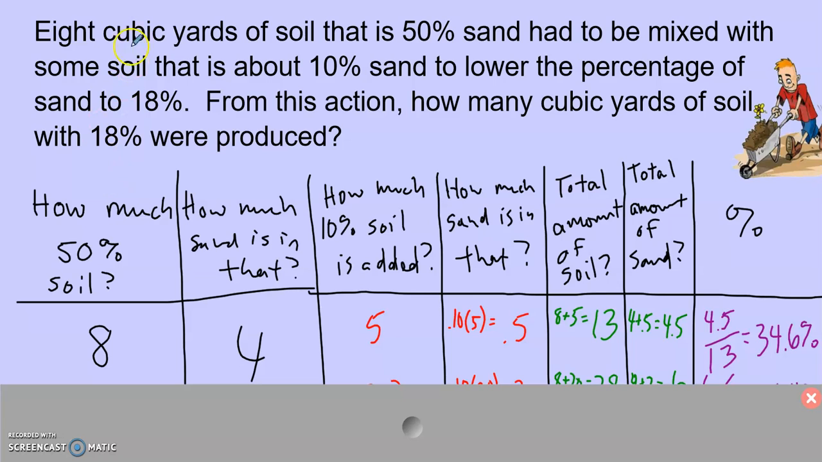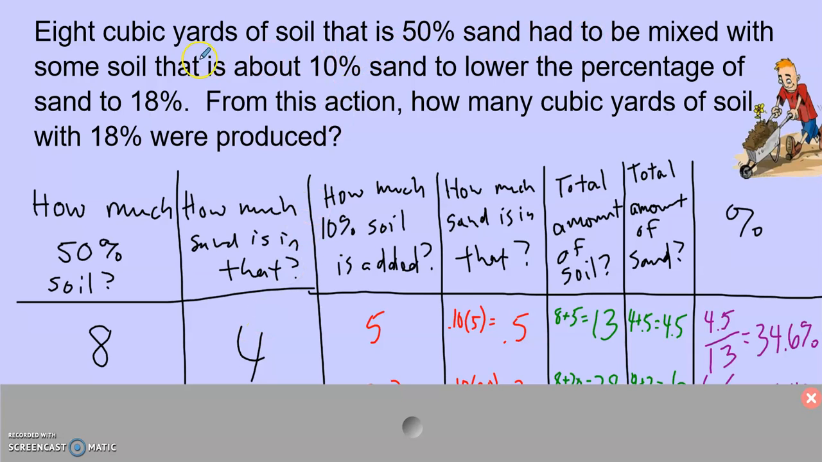So basically, I start with what I know. There are 8 cubic yards of soil, 50% of it is sand, and I guess the other 50% is other stuff, like, I don't know, dirt. I guess maybe you make soil out of sand and dirt. I don't know. But it's partly sand. So I start with how much 50% soil do I have? I have 8 cubic yards. How much of that is sand? Half of it, 50% of it. 50% of 8 is 4.